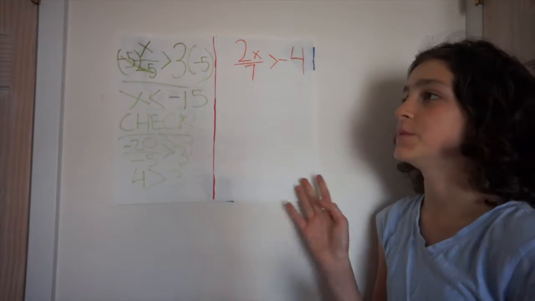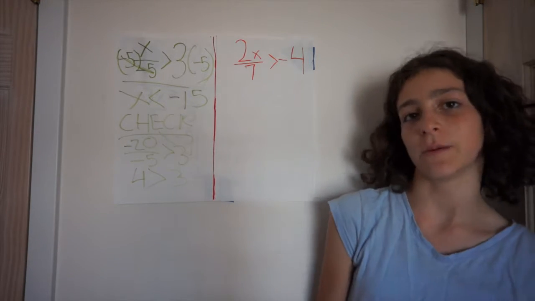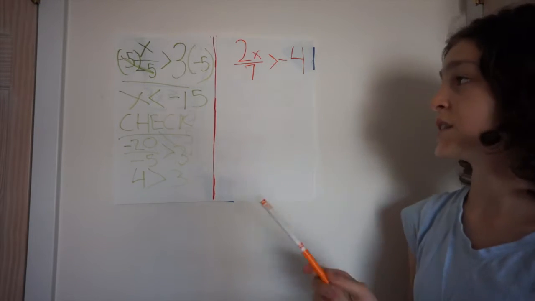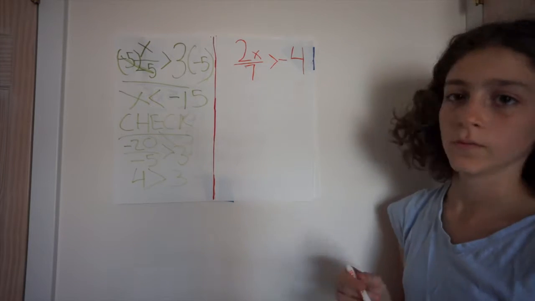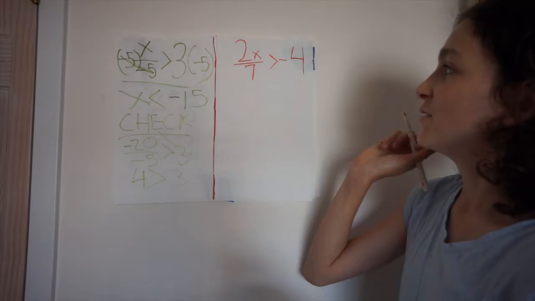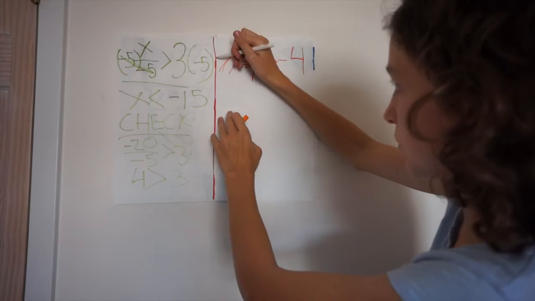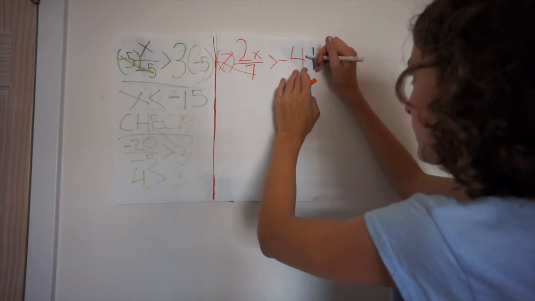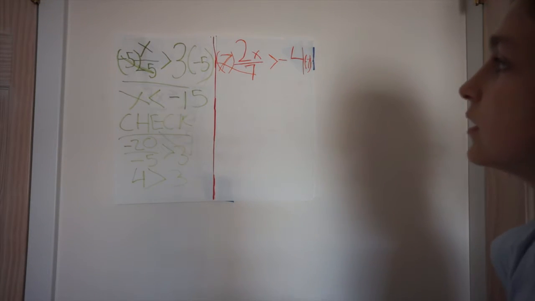This next problem is basically just like the previous one, only there's an extra step. The problem is 2x over 7 is greater than negative 4. Like the other one, you would start with the division part, or at least that's how I would start it. We would multiply by 7, which cancels itself out, and then you multiply negative 4 by 7.